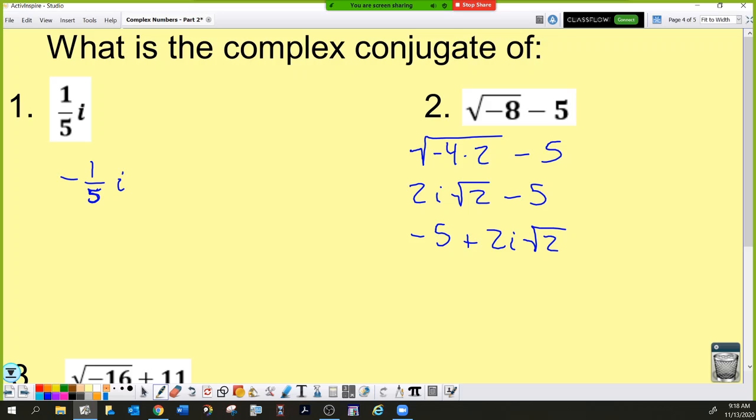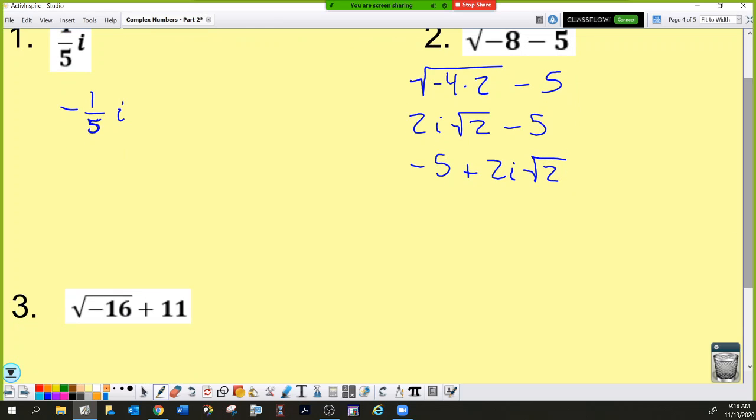But that's not what I was asking you to do. I was asking you to find me its complex conjugate. So what is the conjugate of negative 5 plus 2i root 2? It's negative 5 minus 2i root 2. The only thing that changes is the sign on the imaginary part. Everything else stayed the same.